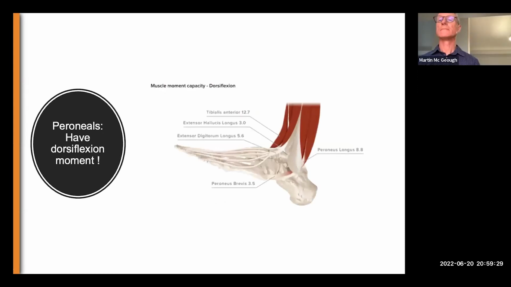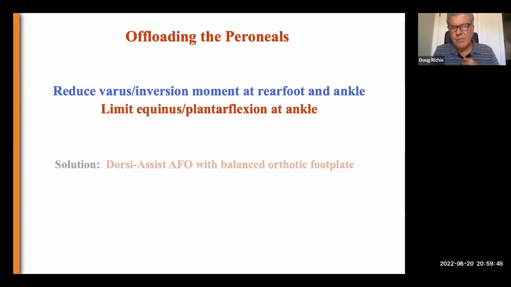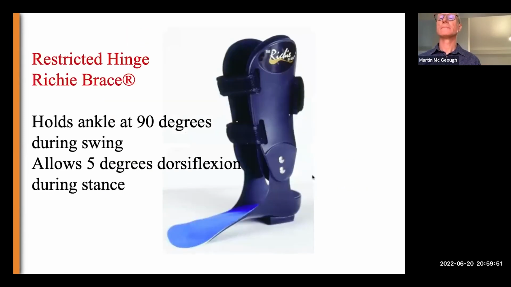We've also learned from muscle studies that the peroneals are pretty important dorsiflexors of the foot and ankle. And so maintaining the foot in dorsiflexion seems to also help with offloading. So that's why I prefer using the fixed position restricted hinge Richie brace for peroneal pathology. So this is the brace I prefer to offload the peroneals. It holds the ankle at 90.